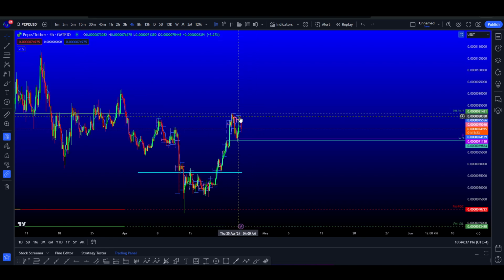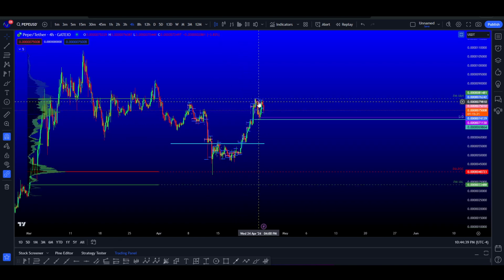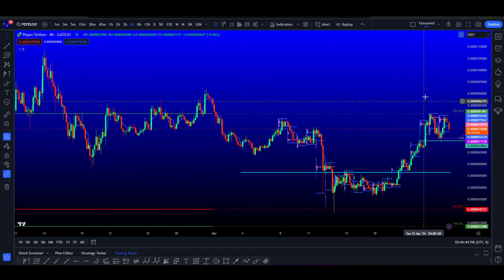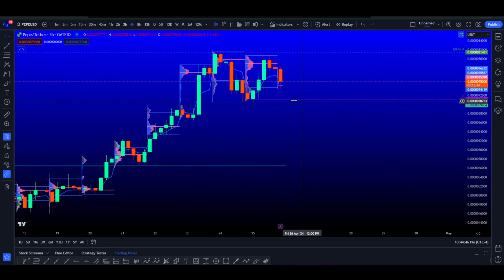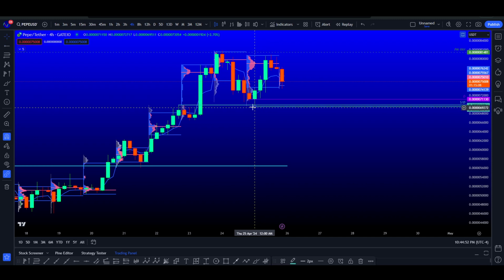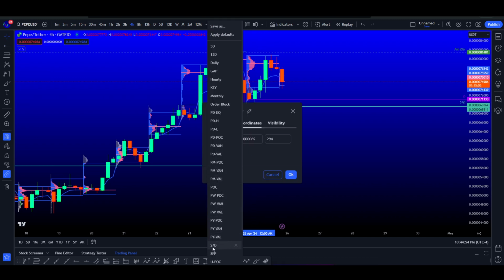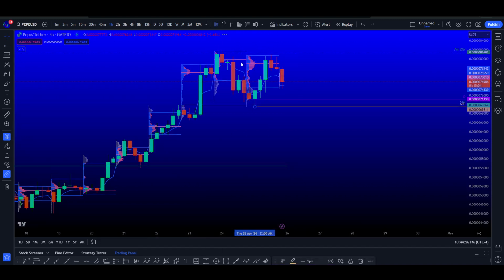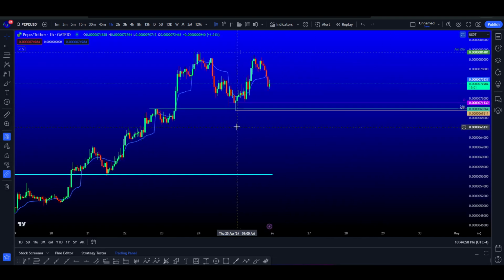So as of right now, since we are getting rejected off the value area high of the month, I would at least expect price to try to go back down to here and tap or test this last low, which essentially would also be a swing failure of the lows right here. SFP, boom, let's go ahead and put that in. We can even dive down to a better chart.